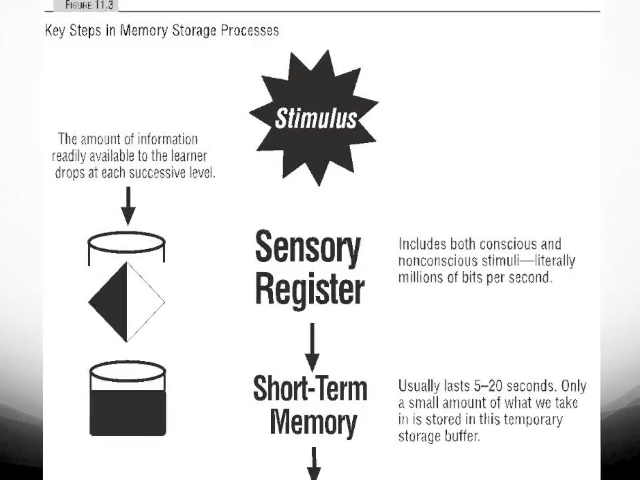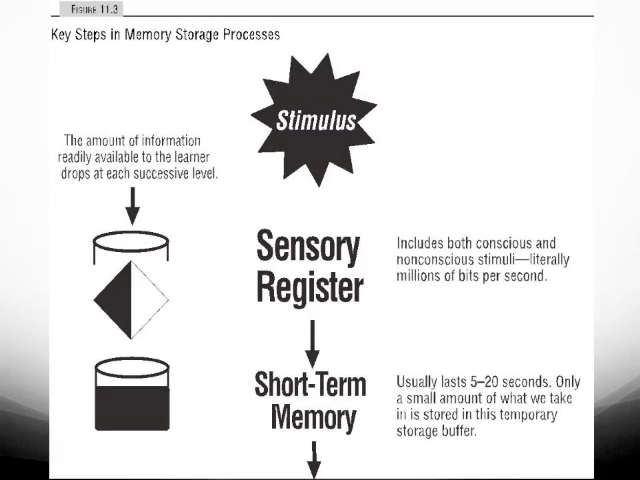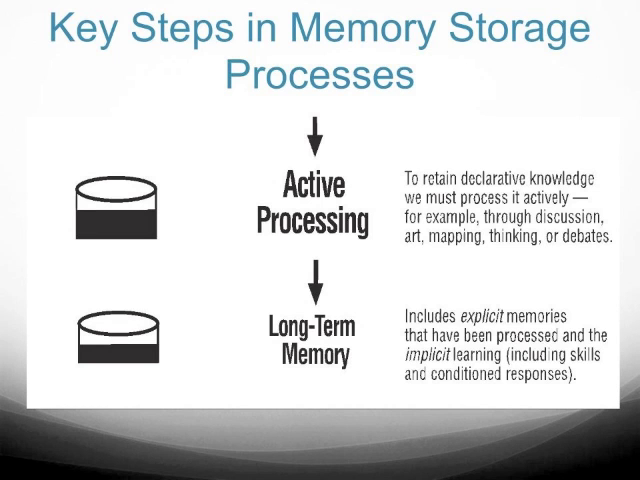These are the key steps in memory storage processes. A stimulus is registered by the senses. As the information is processed further, it gets stored in the long-term memory. However, the amount of information readily available to the learner drops at each successive level.